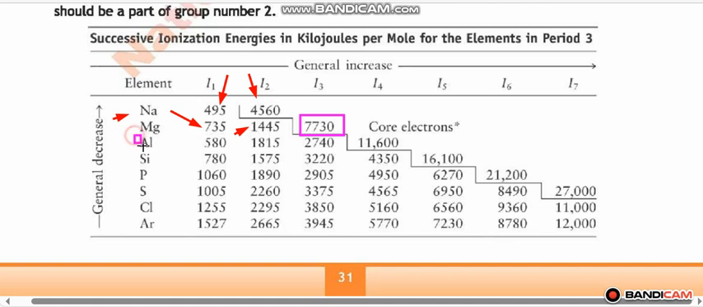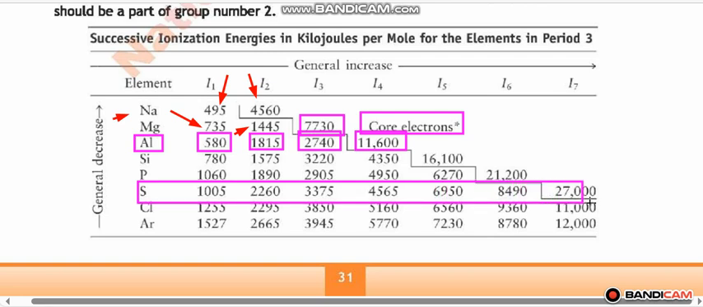In case of aluminium, the first ionization energy is 580, the next is 1815, the next is 2700, and the fourth one is equal to 11,000. This 11,000 is so much higher, because the removal of the core electron is difficult, hence the fourth energy is very high, and we can say that from aluminium we can remove only 3 electrons.